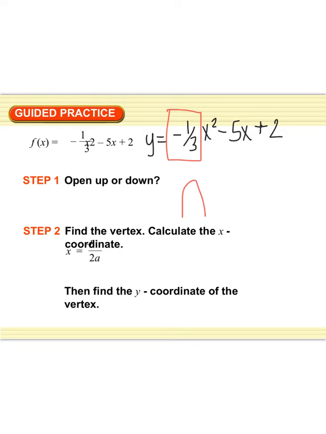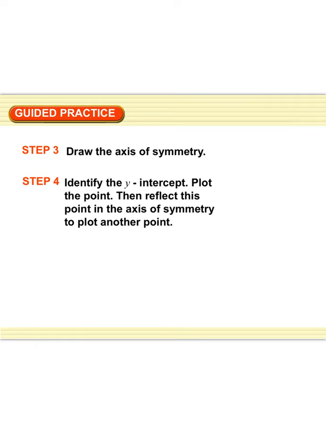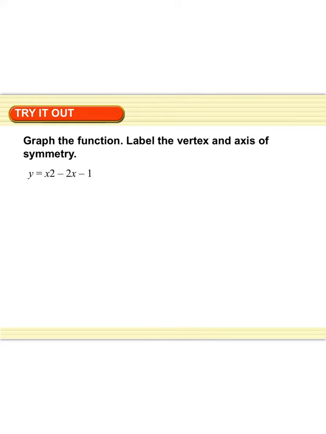And then you would go and you'd find your vertex, you would plot that point, then you would draw your axis of symmetry, and then you're going to plot your y-intercept and pick a point across the axis of symmetry and plot that. So I would like you to try this one on your own. I'm going to rewrite it because the computer messed it up. So pause the video and good luck.